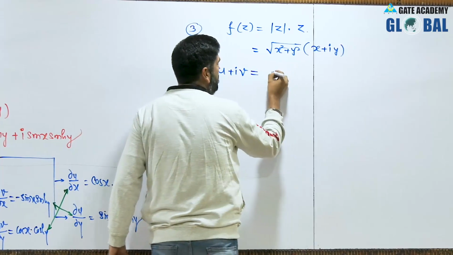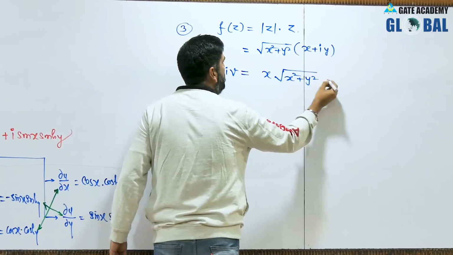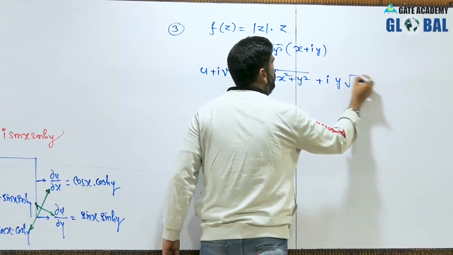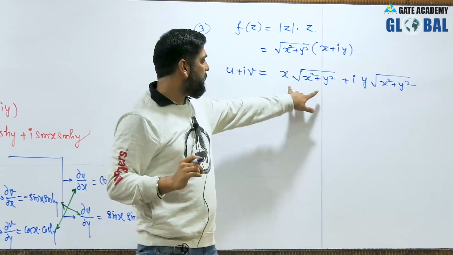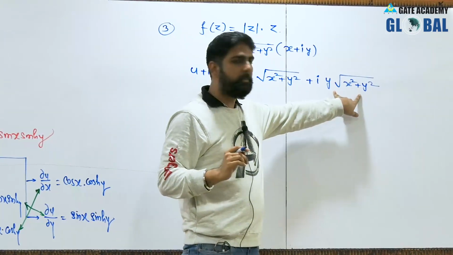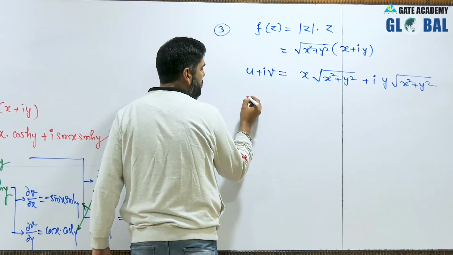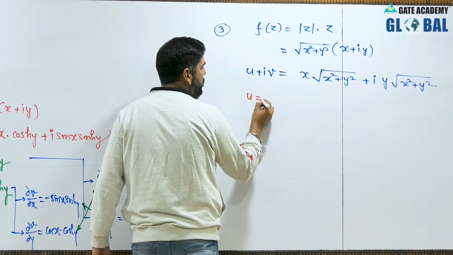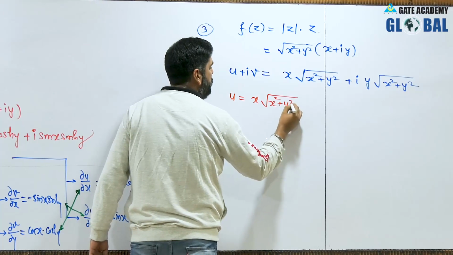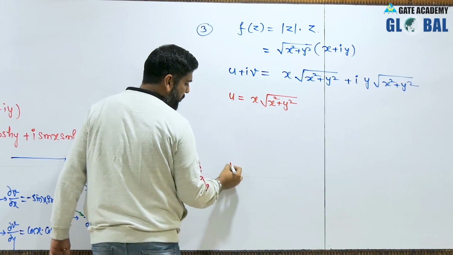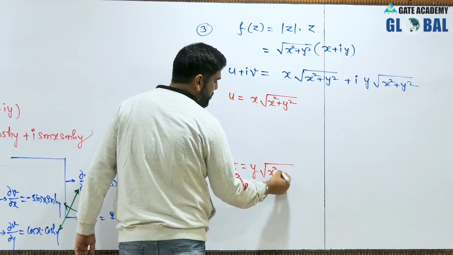So the real part is nothing but x into root over x square plus y square, plus iy into root over x square plus y square. Fine. So this is what we are having here, the real part, and here it is the imaginary part. So for real and imaginary part we need to differentiate to check the Cauchy-Riemann equation. I am having u is equal to x root over x square plus y square, and v is nothing but y root over x square plus y square.